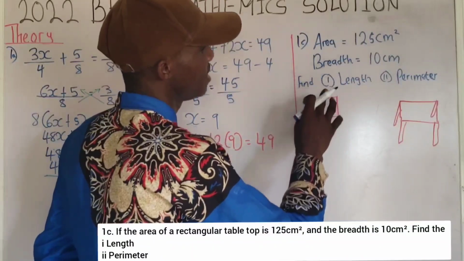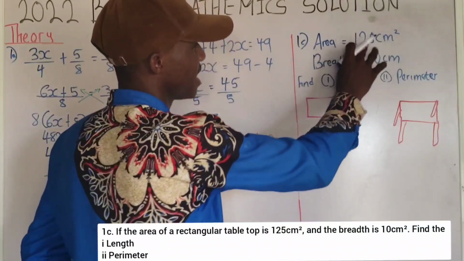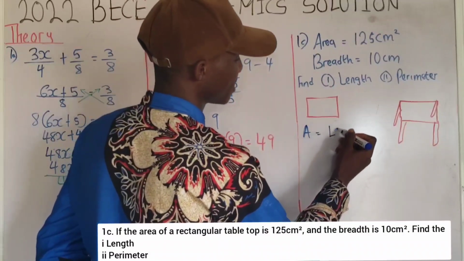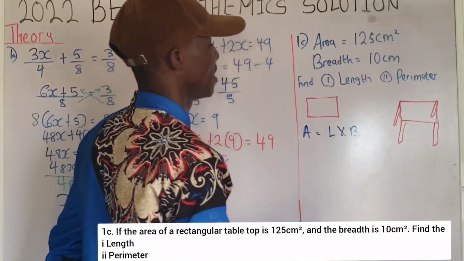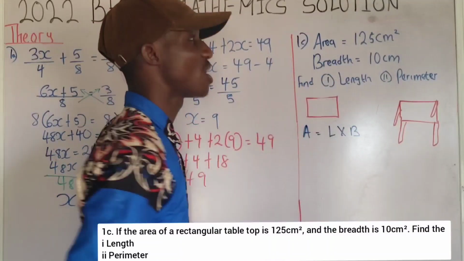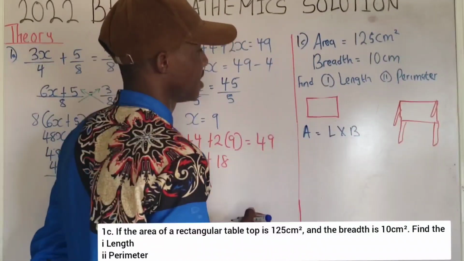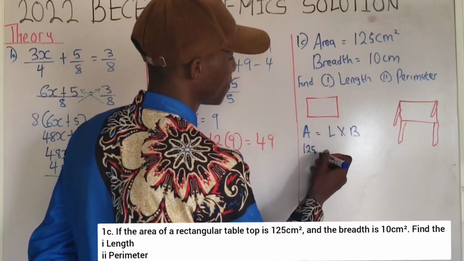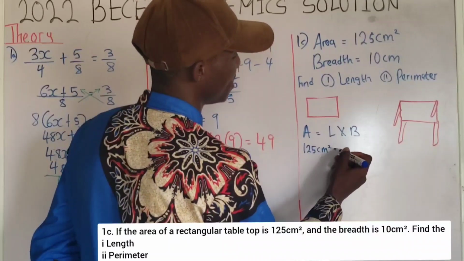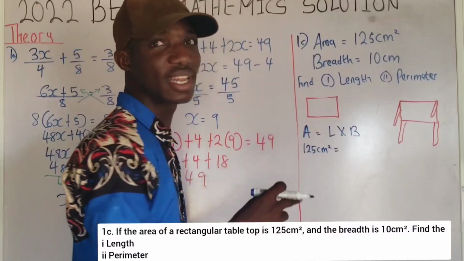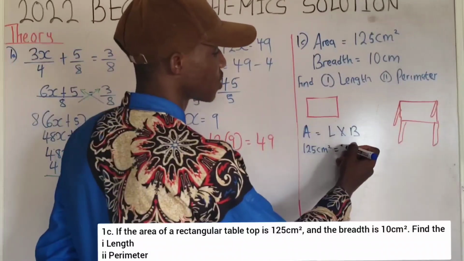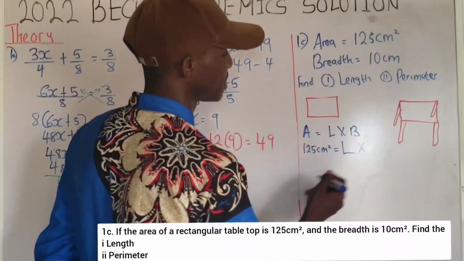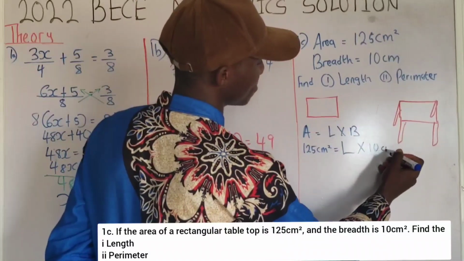Now the breadth is 10 centimeters and the area is 125 centimeters squared. So area of the rectangle is what? Length times breadth, right? Now the area has been given as 125 centimeters squared. So I'm going to have 125 centimeters squared is equal to length. The length is unknown, so I'm going to represent it as L, multiplied by B, the breadth, which is 10 centimeters.